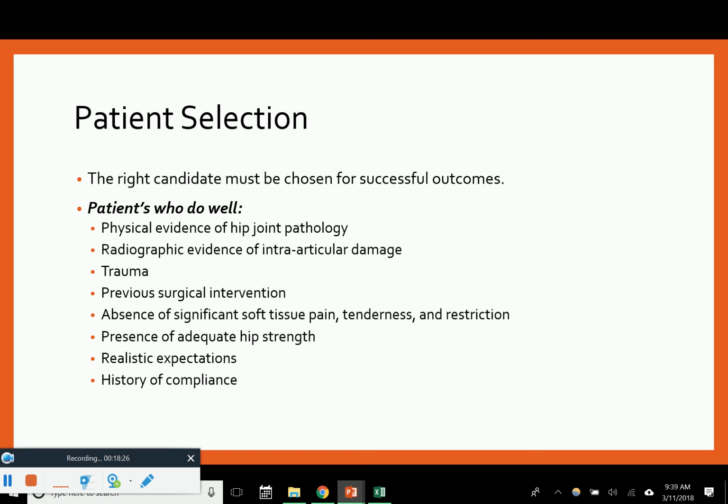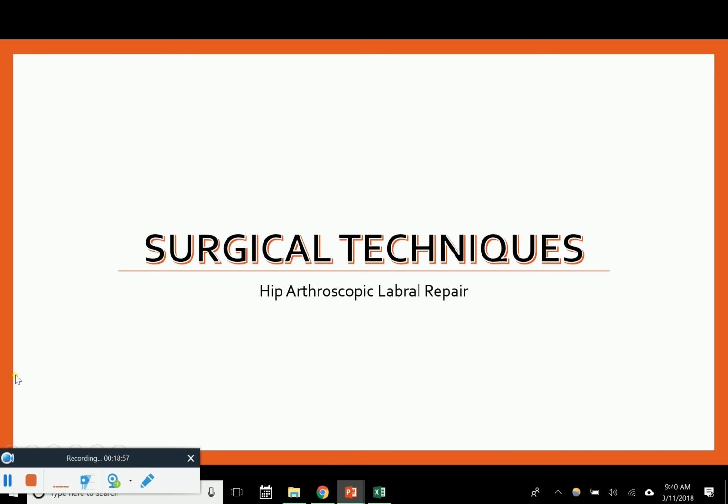So for these patients, surgery might be an indication because they have repeated pain, mechanical symptoms, and dysfunction. The right candidate must be chosen for successful outcomes. Patients who do well are showing physical evidence of hip joint pathology. There's radiographic evidence of intra-articular damage. They might have had trauma, previous surgical interventions, absence of significant soft tissue pain, tenderness, and restriction, presence of adequate hip strength, realistic expectations, and a history of compliance.